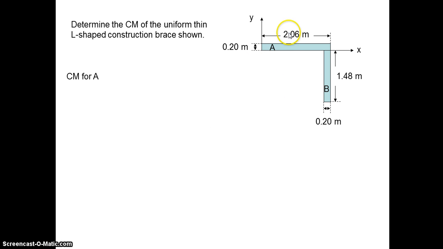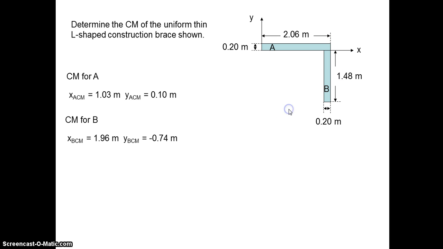I'm going to go ahead and do that. For A, it's going to be half of this distance and half of this distance. So 1.03 and 0.1, right about there. For B, same idea. Half of this distance and half of this distance. However, since I'm saying the origin is here, it's going to be 0.1 back from this edge. So it's going to be at 1.96, and it's going to be down half of this distance, which is negative 0.74. That's just by where I chose 0, 0 to be.